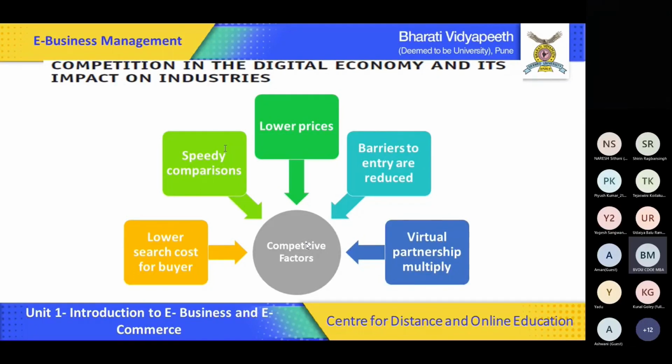There are a lot of factors which create the impact, and these are the very competitive factors in the digital economy, and they are creating a lot of impact on the industry. So the first factor is growth of the internet.